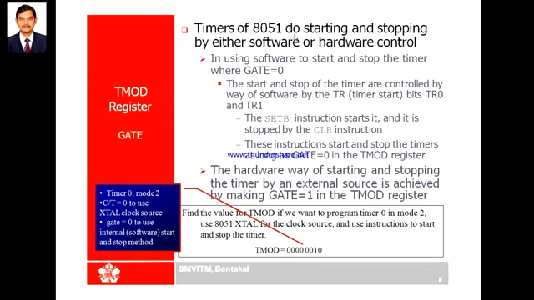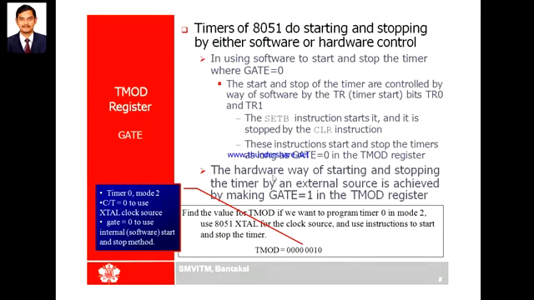Timers of the 8051 do starting and stopping by either software or hardware control. When I make GATE 0, the start and stop of the timers are controlled by software through the timer start bits TR0 and TR1. So this especially acts as a triggering pin. In order to operate it, we have two instructions, SETB and CLR, to turn it on and off. These instructions start and stop the timers as long as GATE is 0 in the TMOD register.